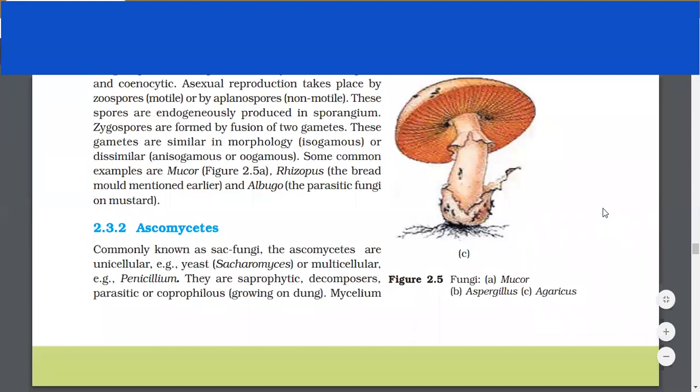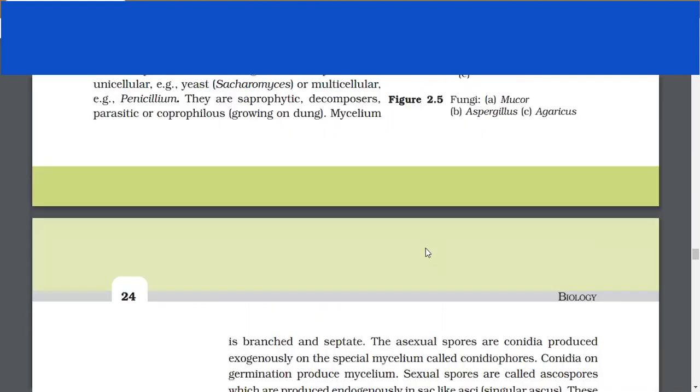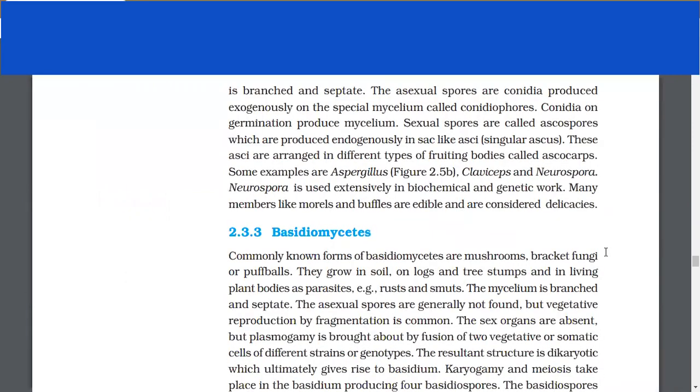Ascomycetes. Commonly known as sac fungi, the Ascomycetes are unicellular, for example, yeast, or multicellular, like Penicillium. They are saprophytic, decomposers, parasitic, or coprophilous, which are growing on dung. Mycelium is branched and septate. The asexual spores are conidia produced exogenously on the special mycelium called conidiophores. Conidia on germination produce mycelium.